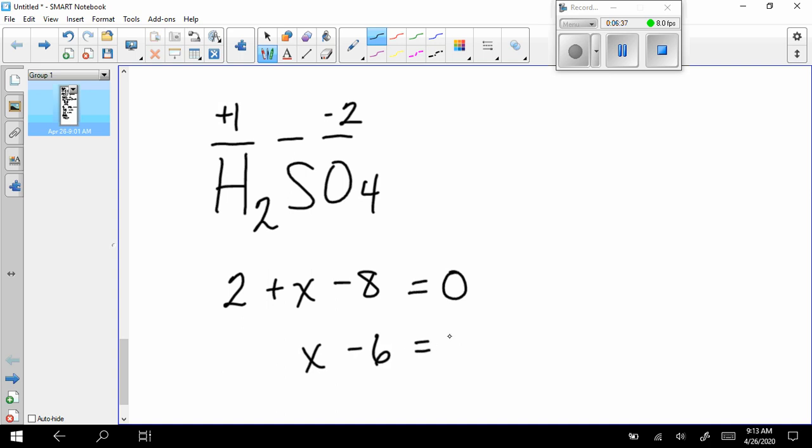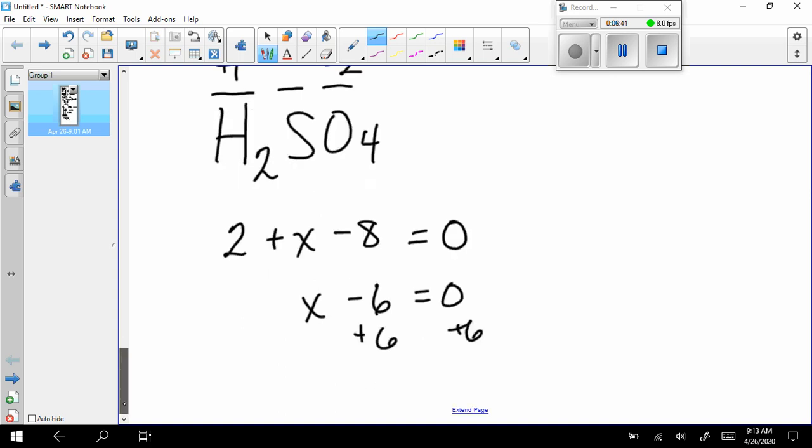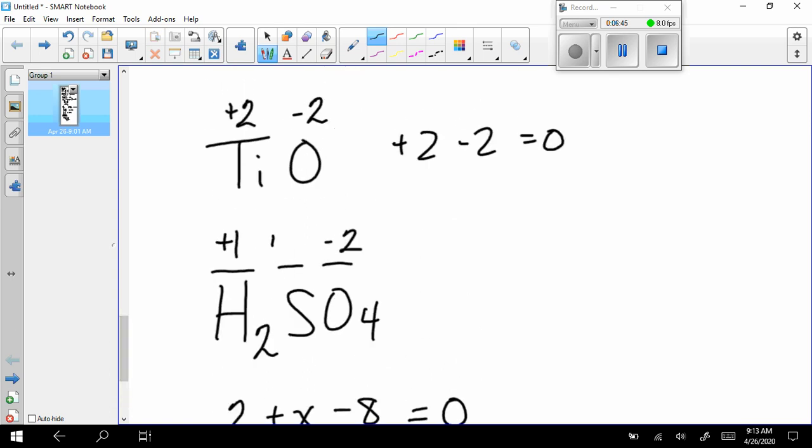So x minus 6 equals 0. And then go +6 plus 6, x equals 6. And so now I can go back up here and put a little +6 on there. And then I always encourage you, just go back and check and make sure it's right. So if I have 2 plus 1s, that's 2, plus 6, and then 4 times -2 is -8, and that comes out to 0. So perfect.